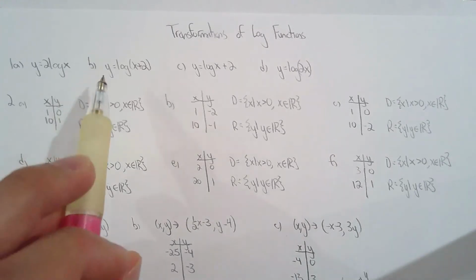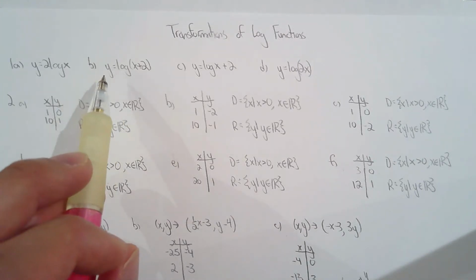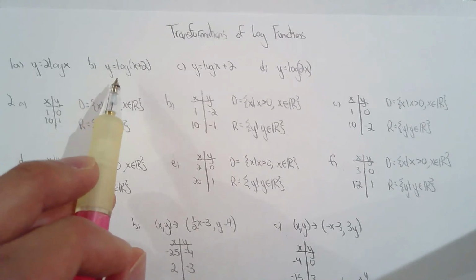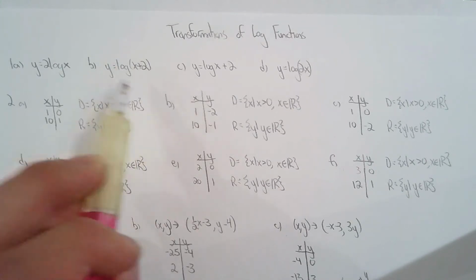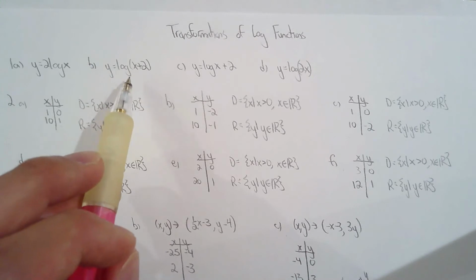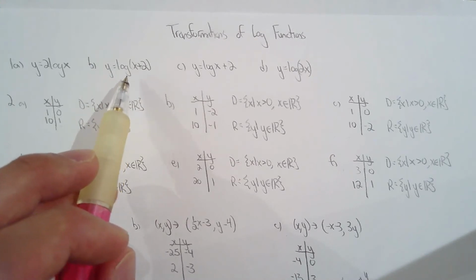For B, it must match with y equals log of x plus 2 because this is the only one where the vertical asymptote is shifted 2 units to the left.